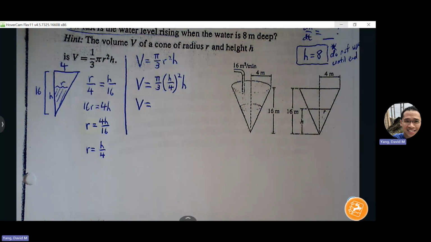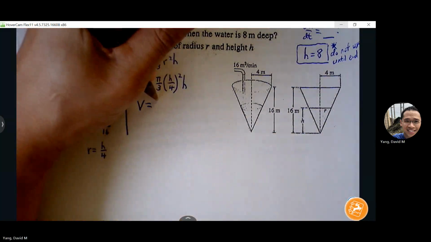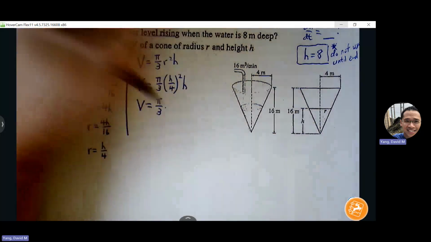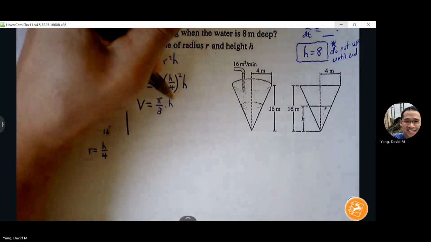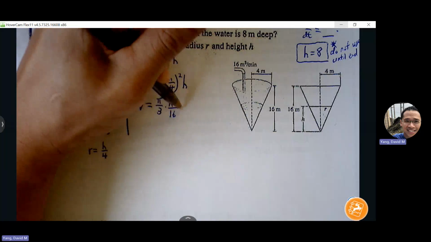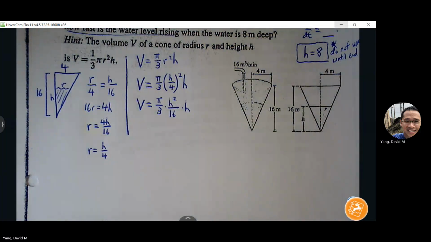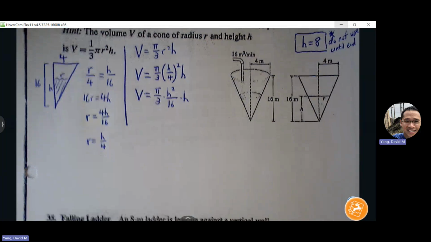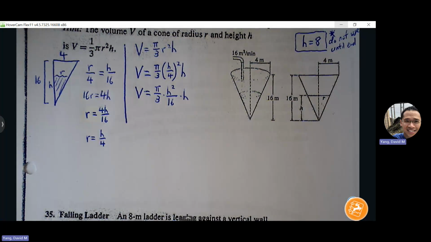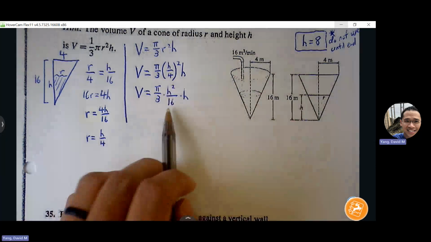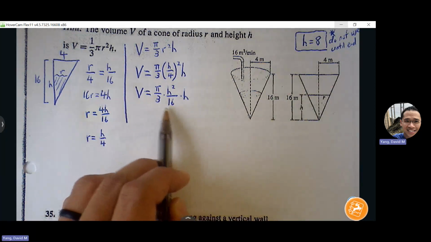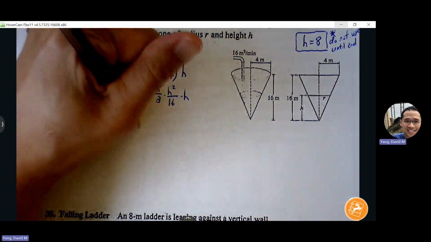Okay, so what would you do? Okay, all right. Pi over 3 times H. Okay, keep going. How can I get this even more cleaned up? Okay. So 3 times 16 is 48. So what does that look like?